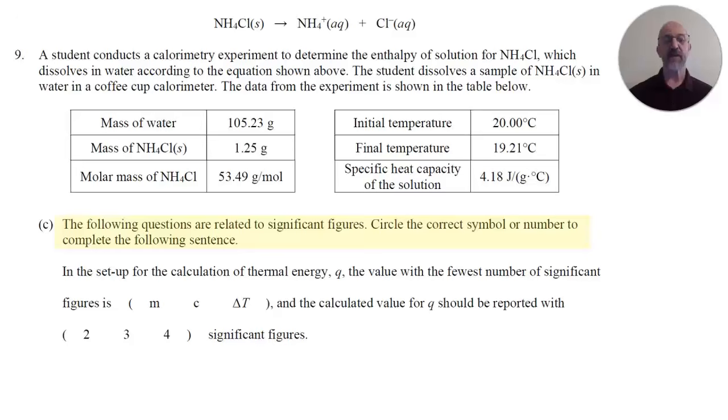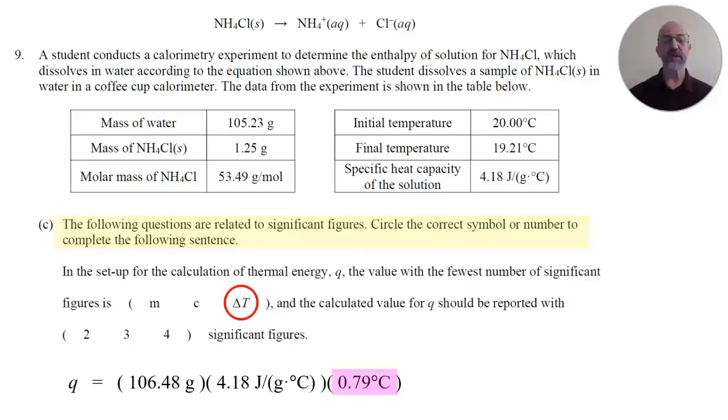In the setup for the calculation of thermal energy, or Q, the value with the fewest number of significant figures is at M, C, or delta T. Well, hopefully you can see in the setup it's going to be the change in temperature, the delta T, which has only two significant figures. So 0.79 has only two significant figures, and the calculated value for Q should be reported with two significant figures.